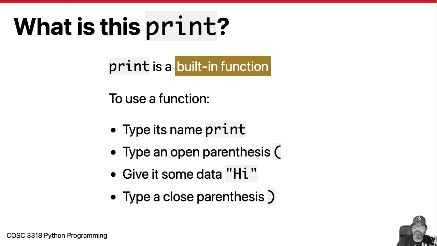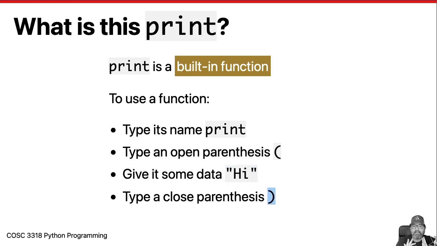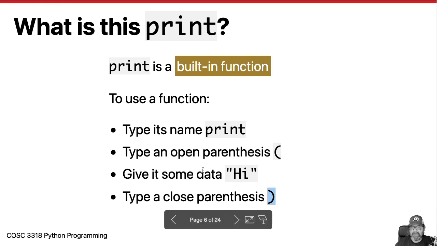And we'll talk more about functions in a later chapter, but we're going to be using a lot of built-in functions like print. So to use print, like I said, you type its name, print, and then you type a parenthesis, the open one, and then you type whatever data you want to print out, and then you type a close parenthesis. And that's it. And when you run it, it's going to print whatever data you told it to print.